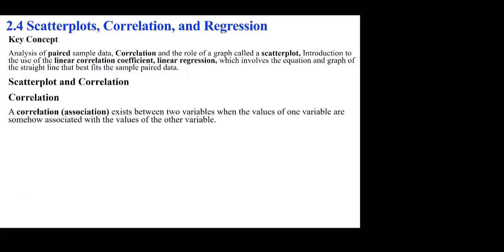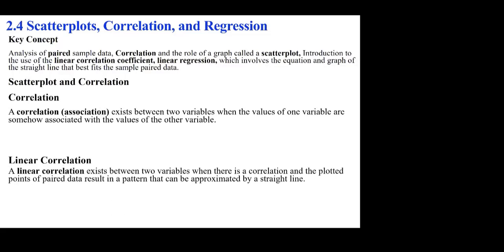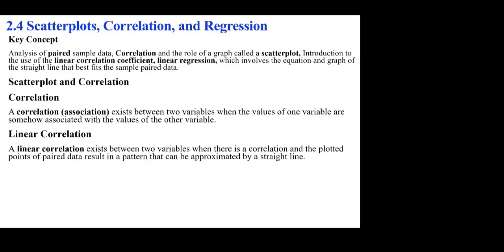Could somebody read the correlation for us? Correlation: an association exists between two variables when the values of one variable are somehow associated with the values of the other variable. Could somebody read this one, please? A linear correlation exists between two variables when there's a correlation, and the plotted points of paired data result in a pattern that can be approximated by a straight line.